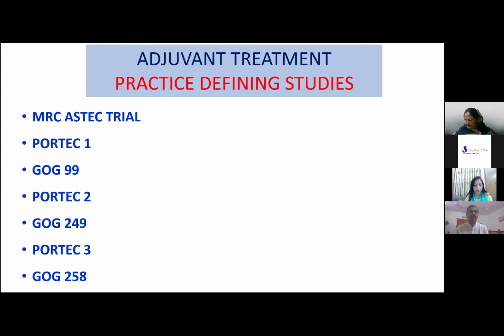for the benefit of the residents and young faculty, these are the practice-defining landmark randomized trials, namely the MRC ASTEC trial, PORTEC-1, PORTEC-2, PORTEC-3 trial, GOG 99, GOG 249, and GOG 258. These are the various randomized trials which are very important, which have really classified the adjuvant treatment for endometrial cancer. And today we are in a position to really practice evidence-based radiotherapy for these patients.